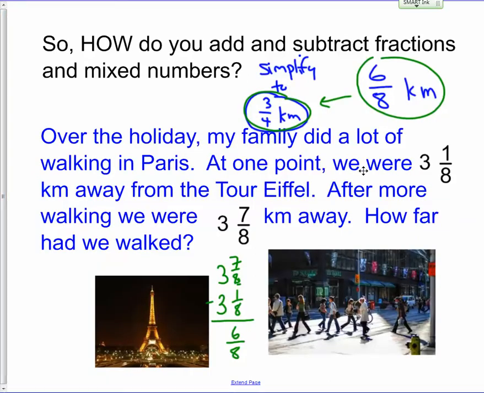So we started with this. I was in Paris over the holiday, and at one point we were 3 1/8 kilometers away from the Eiffel Tower, and then we were doing some more walking away from the Eiffel Tower, and then we were 3 7/8 kilometers away. And I said, what operation would you do here to find out how far we had walked? And you all agreed you would have to subtract, and then we just talked about 3 7/8 minus 3 1/8 would just give us 6/8 of a kilometer.